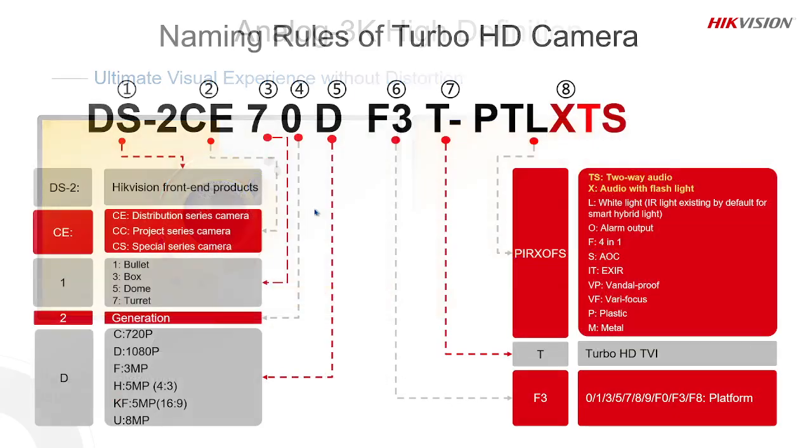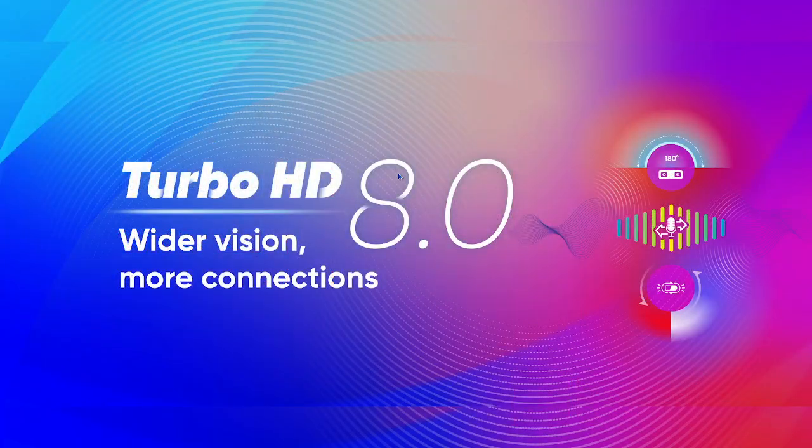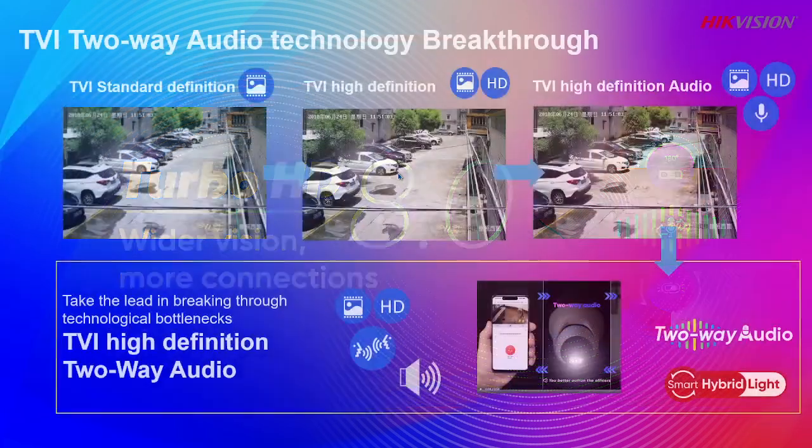video with the aspect ratio of 16:9. Then in the Turbo HD camera, it will have XTS at the end. X is audio with flashlight, then TS is two-way audio. So just pay attention to know the naming rule. Remember, we still need to start with DS2 for HIKVISION front-end products.